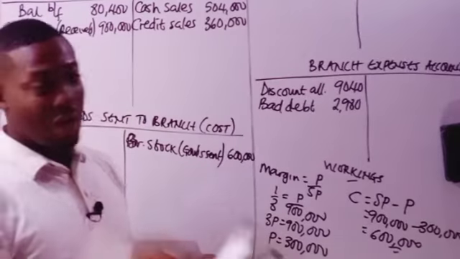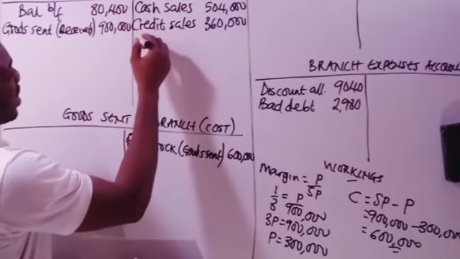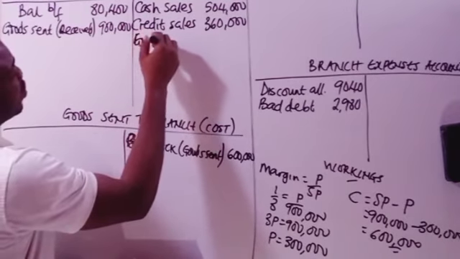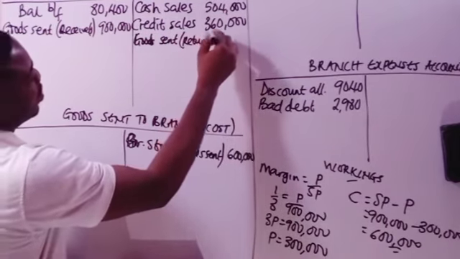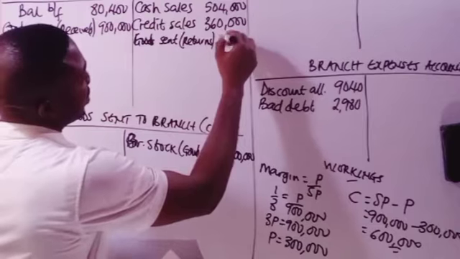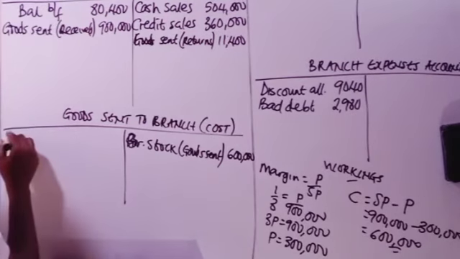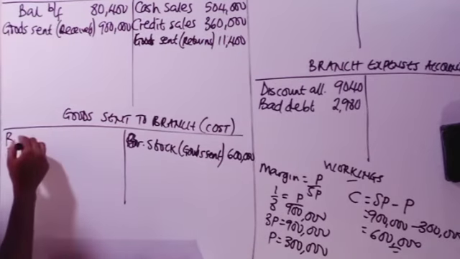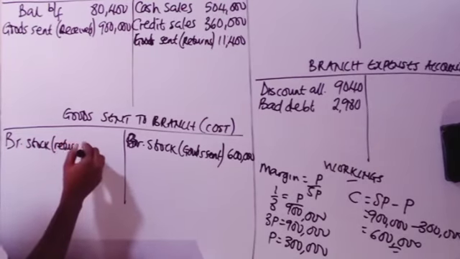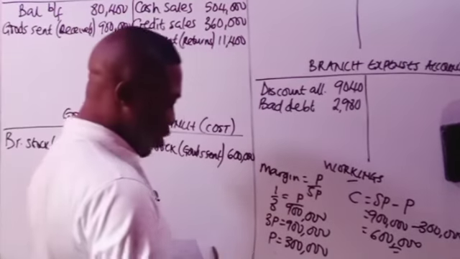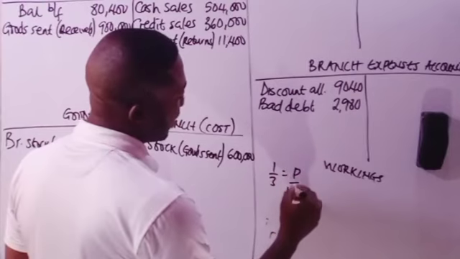The next one says goods returned to the head office at selling price, 11,400. Now goods returned, so that's the reverse entry. So the branch stock account now: the goods sent to branch as per returns, 11,400. Let's get the cost of this because it is coming back to goods sent to branch. So we have branch stock as per returns. How do we get it? The same way we got this.